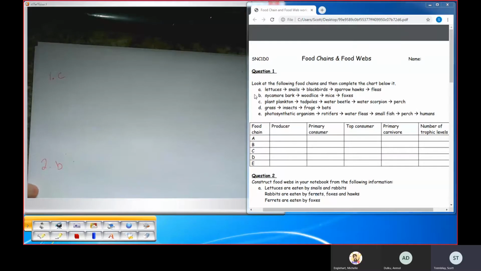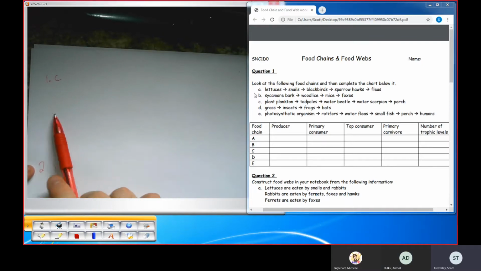Okay, welcome to part 2 of the lesson. We're going to show you how to build some food chains and some food webs here. So food chains, I'm always going to want to start from the left and move across to the right. And we actually have the food chains for you here. And from this, what we need to do is identify some of the features.